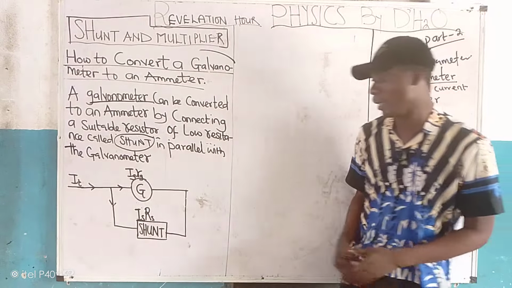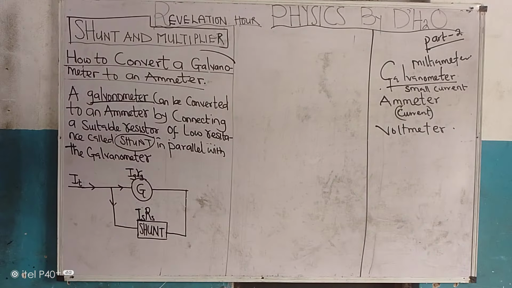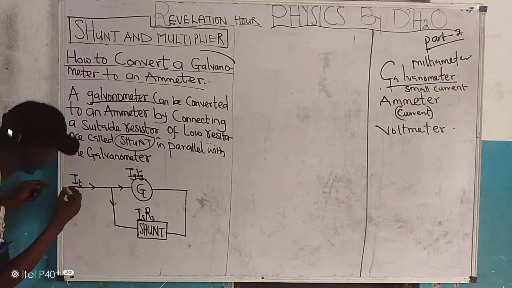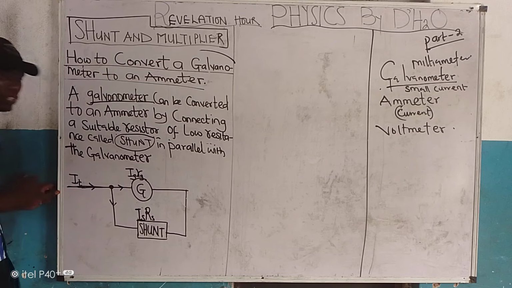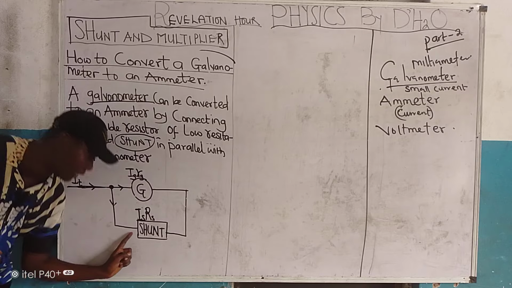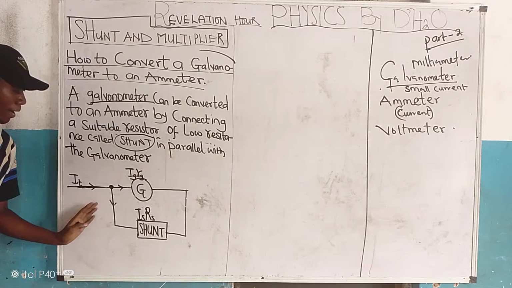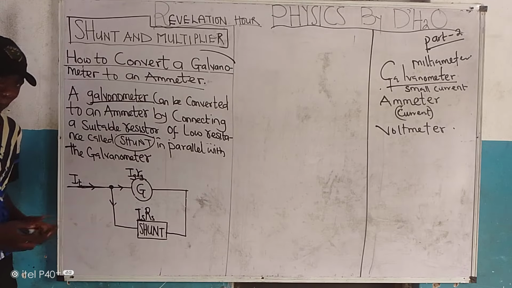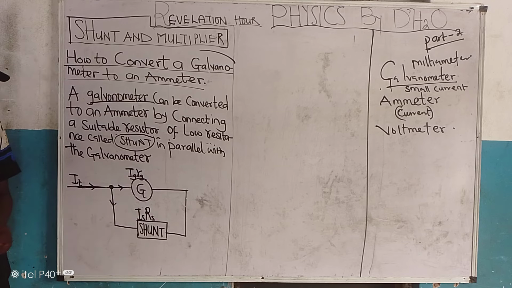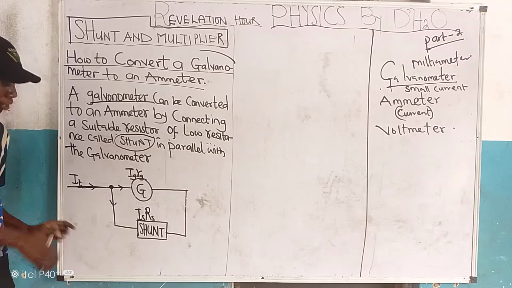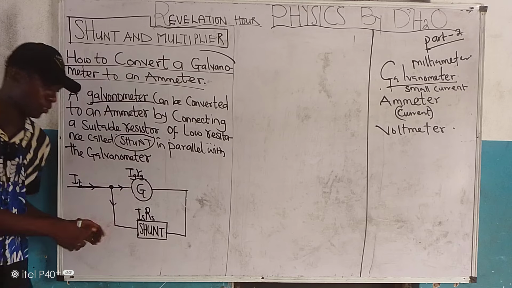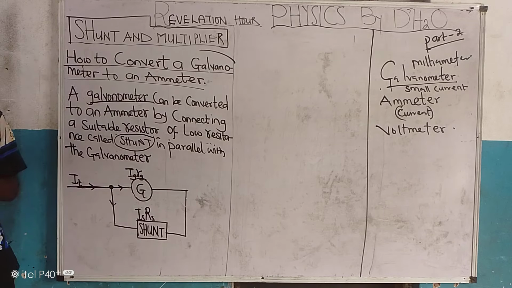Now this is how it works. Remember, the total current that is to be measured is called I total. As the current comes this way, when it gets to this junction, some of the current will enter the galvanometer, while some will enter the shunt, so that the large amount of current coming will be measured by the combining effort of this galvanometer and the shunt. So at the end of the day, the total current will be measured by both of them. In so doing, your galvanometer is now functioning like an ammeter.